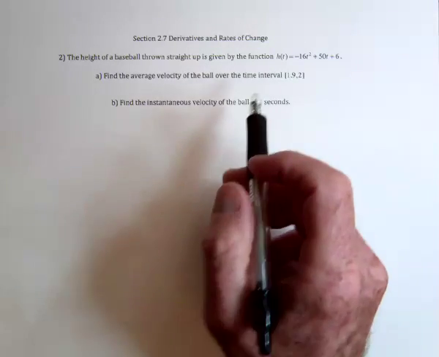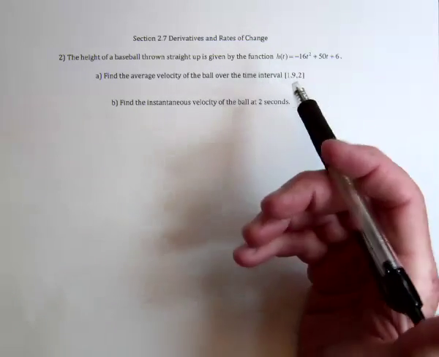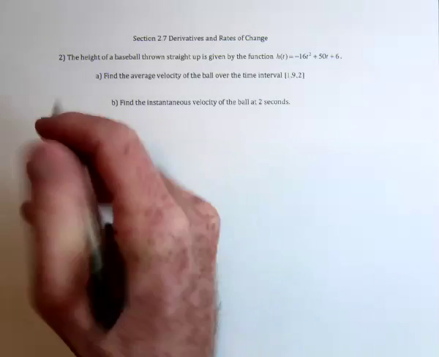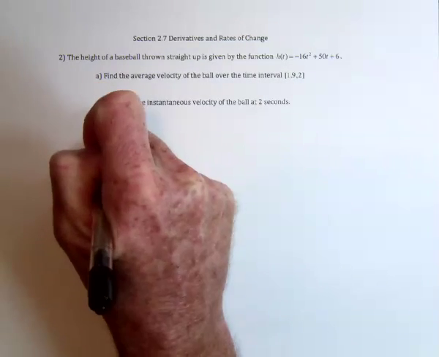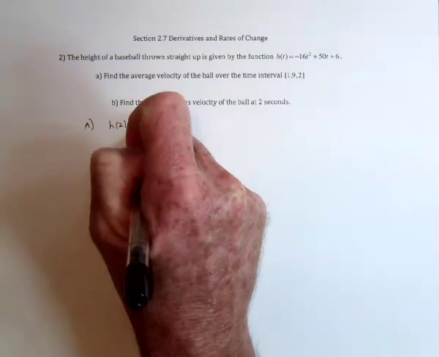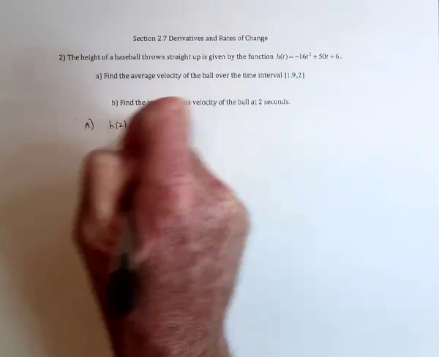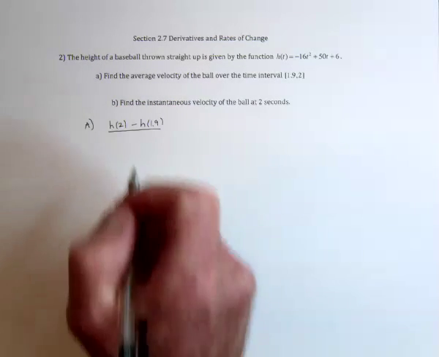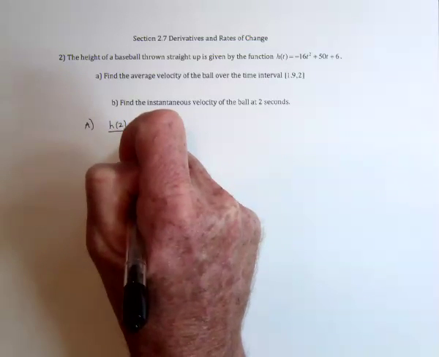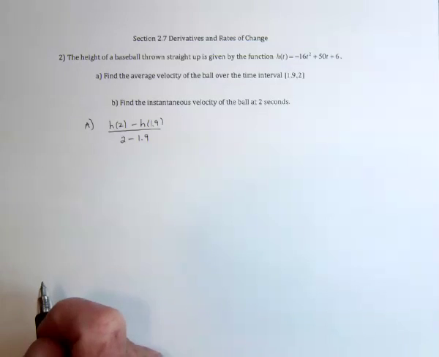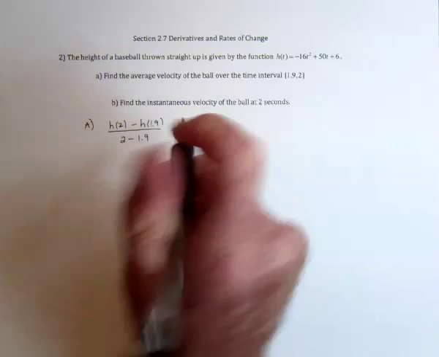In order to find the average velocity over this time interval, we need to substitute both of these times into the function and find out the two heights. So we've got the height at 2 seconds minus the height at 1.9 seconds is how far it went up or how far it dropped over that time interval. And if you subtract the two, we can find out that it took 0.1 seconds in order to do that.